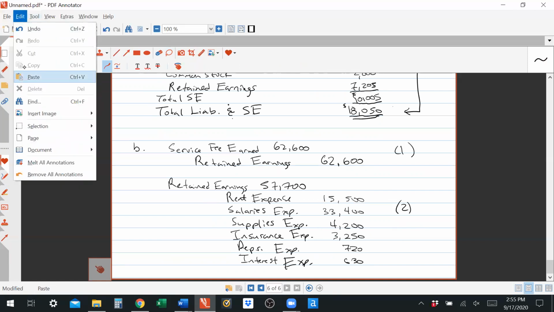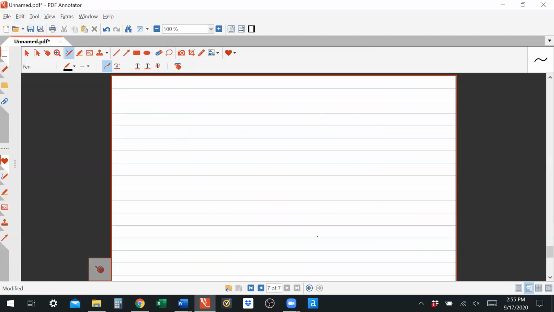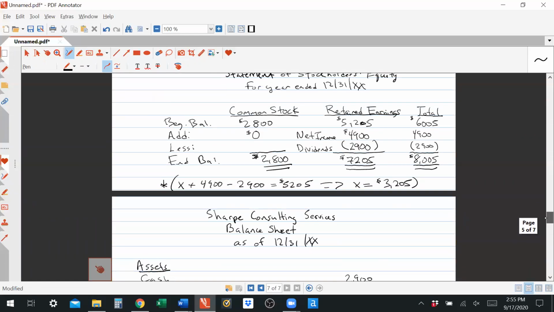We need to make one more journal entry to close out the dividend account. So dividends have a normal debit balance. So to close them out, you have to credit them, which means you debit retained earnings. And how much were dividends? They were 2,900.